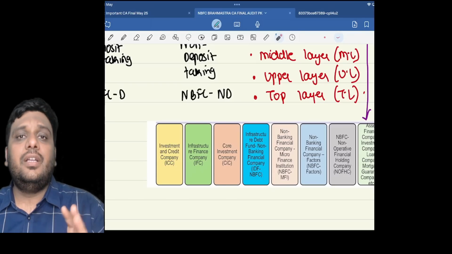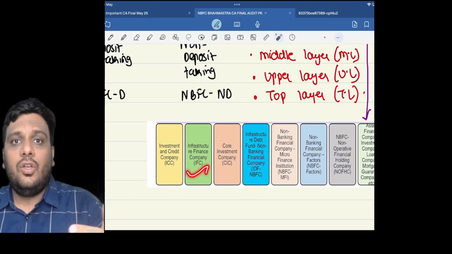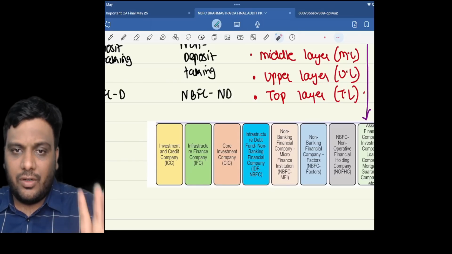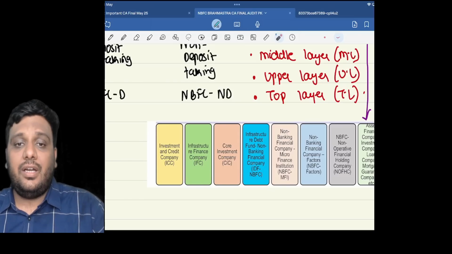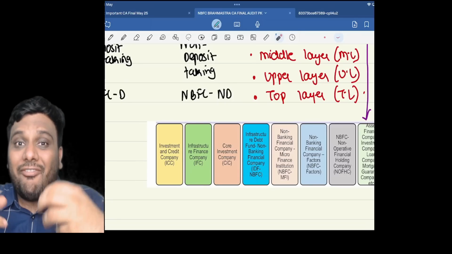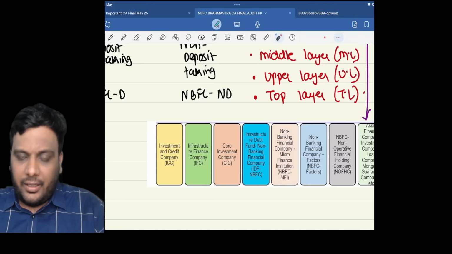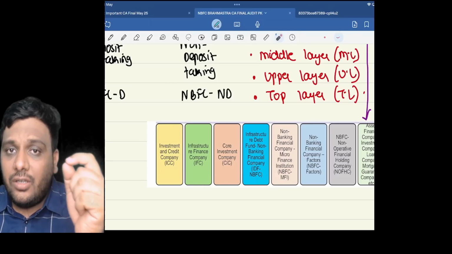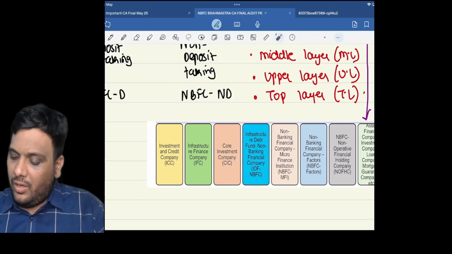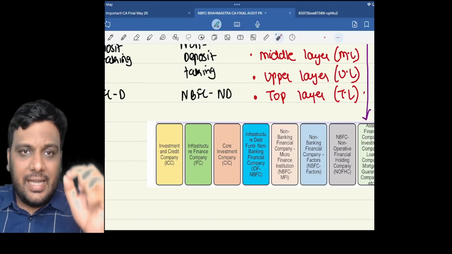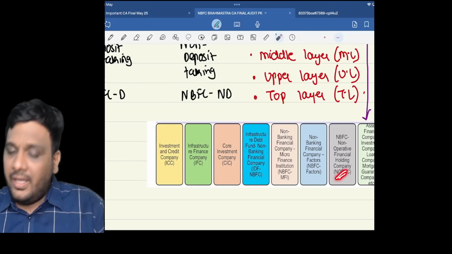Infrastructure finance company, which is into infrastructure finance. Core investment company, again maximum investments are in a particular group. Then infrastructure debt fund. So what is this infrastructure debt fund? It will issue infra bonds to the public and get the money. Then NBFC microfinance institution for financing semi-urban and rural borrowers. NBFC factors, acquiring the trade receivables, that is the business of NBFC factors.